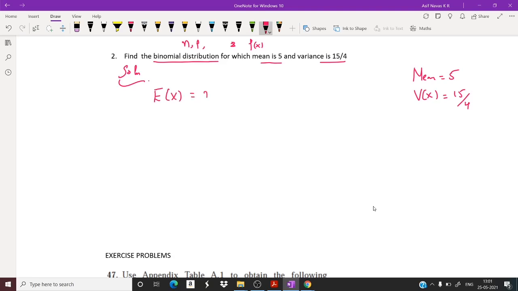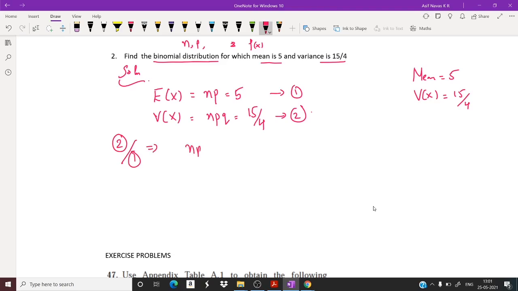Expectation of x is n into p, that is 5, right? And variance of x is n into p into 1 minus p, or q, which is 15 by 4. Now tell me how to find q. That means we can divide equation number 2 by 1, right?